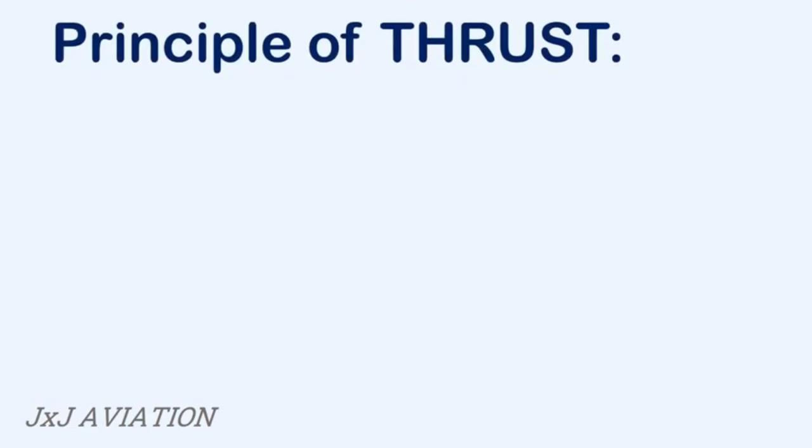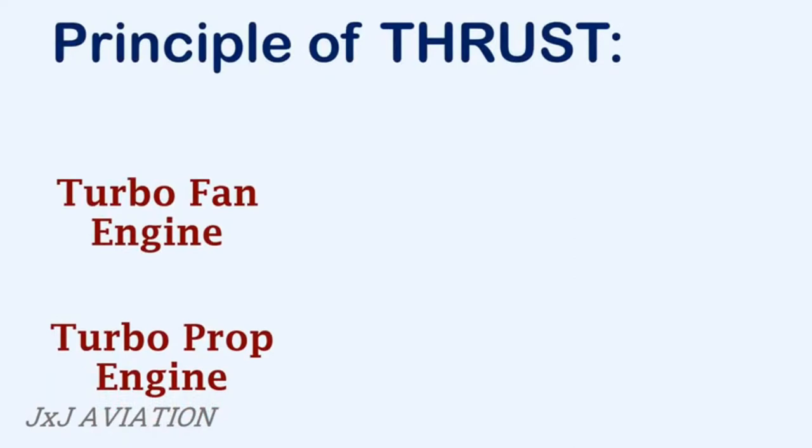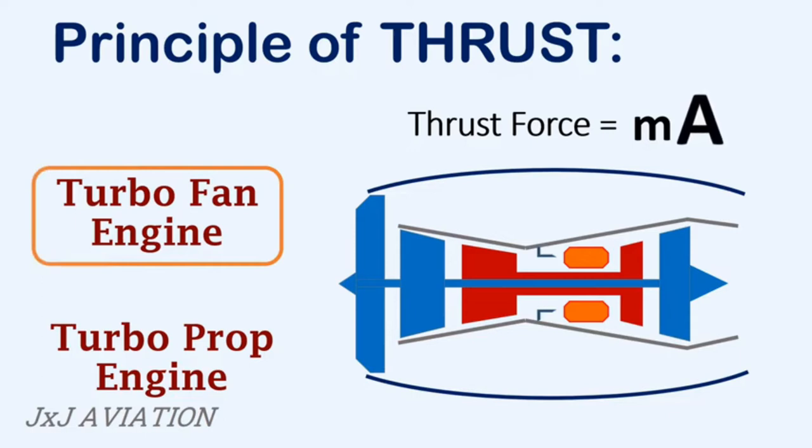First, let's see the principle of thrust generation on a turbofan engine and a turboprop engine. If we apply Newton's second law, the thrust force is equal to the mass of air entering the engine multiplied by the acceleration. Now, if we consider a turbofan engine, a small mass or quantity of air enters the engine, which is accelerated to a much higher value inside the engine, causing an increase in the thrust force.